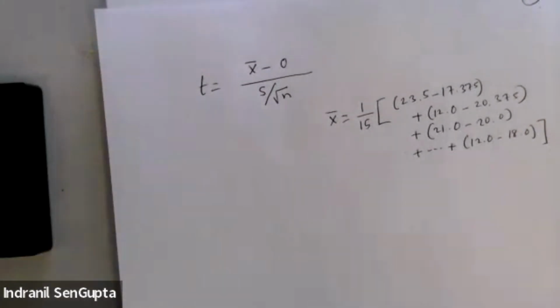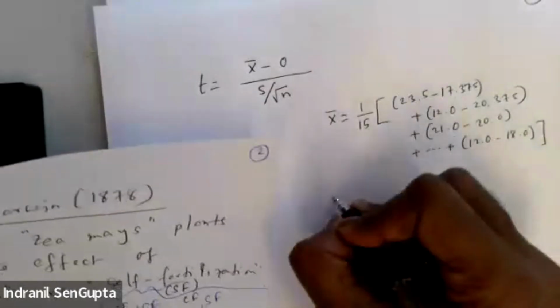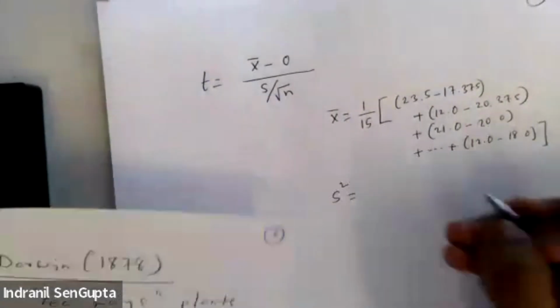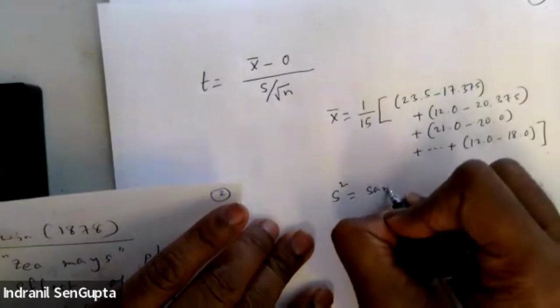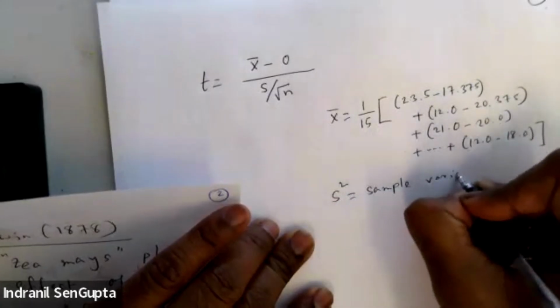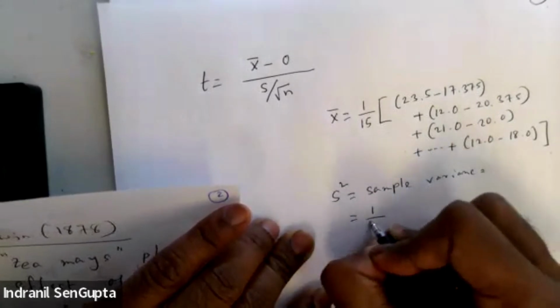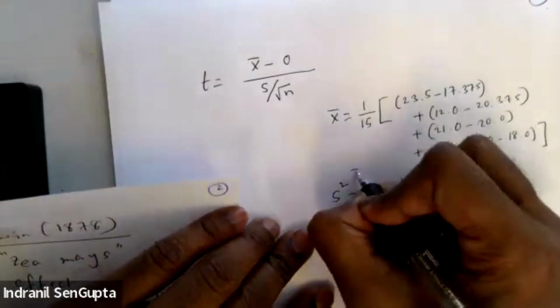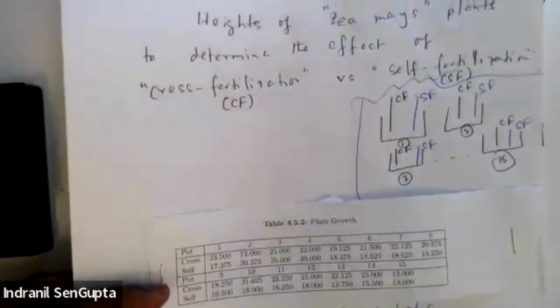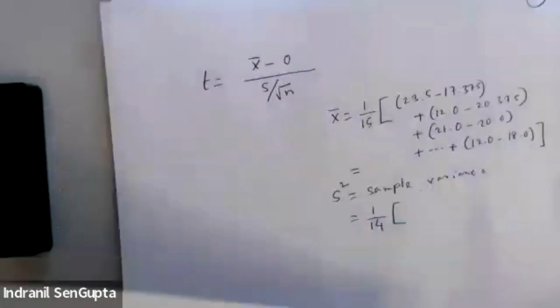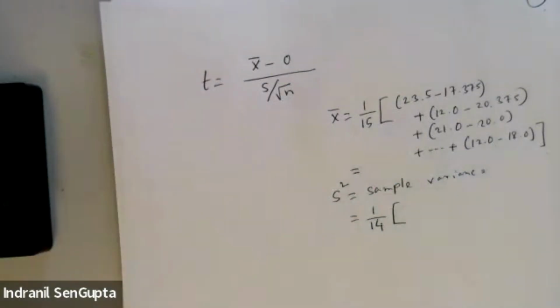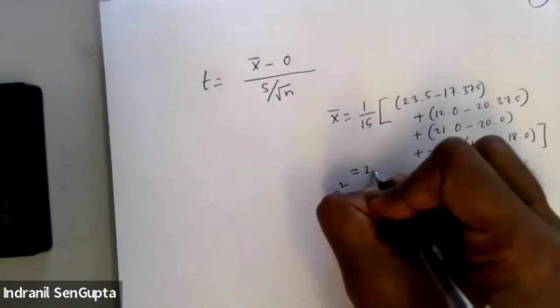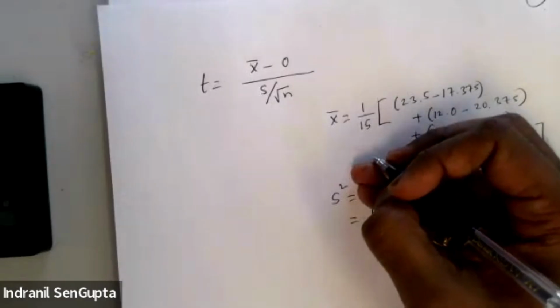What is s squared? s squared is the sample variance. How do you compute it? It's basically 1 over n minus 1. By the way, if I compute x bar, I have that number computed, and you'll find this to be 2.62.